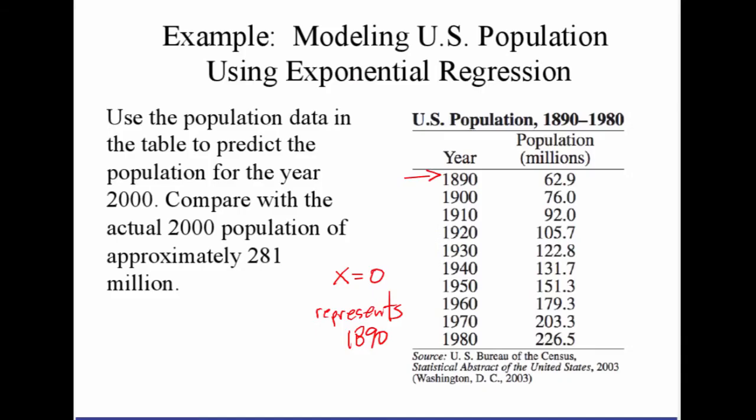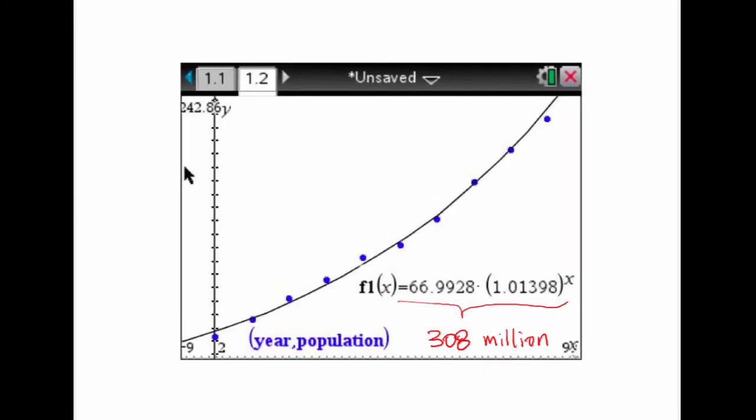If we compare that to the actual population, it was 281 million. So this is an overestimate. But again, anytime we're using a regression model, we're not going to have an exact value. I don't know if you think that 27 million is significantly off or not. I mean, that's a pretty good overestimate.